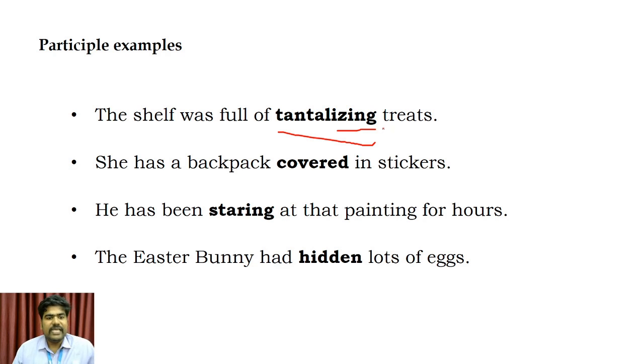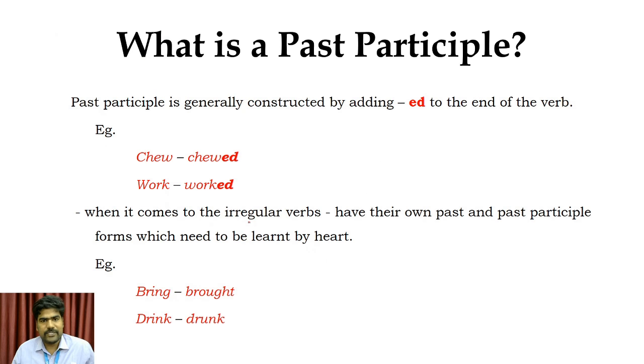And third example, he has been staring at the painting for hours. Look at the sentence very carefully. In this sentence, been is a past participle, and staring is a present participle. Here, two participles are there in the sentence. And fourth example, the Easter bunny had hidden lots of eggs, and obviously it's a past participle.